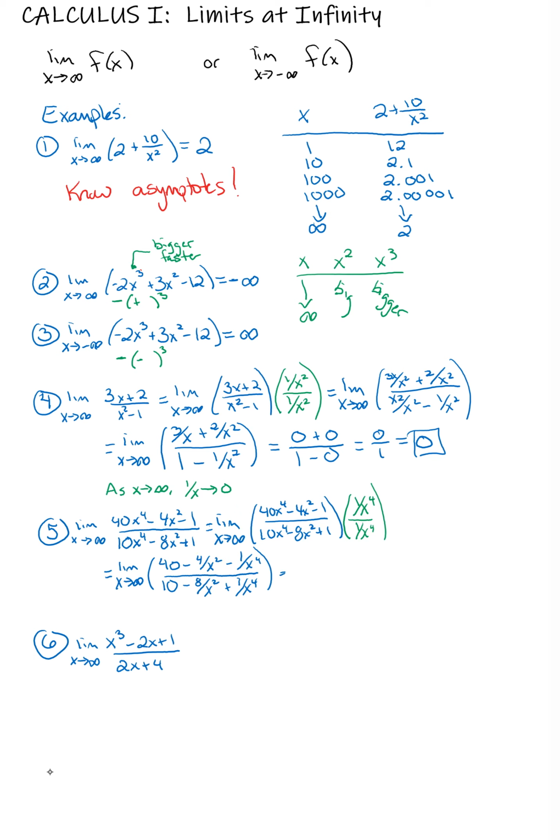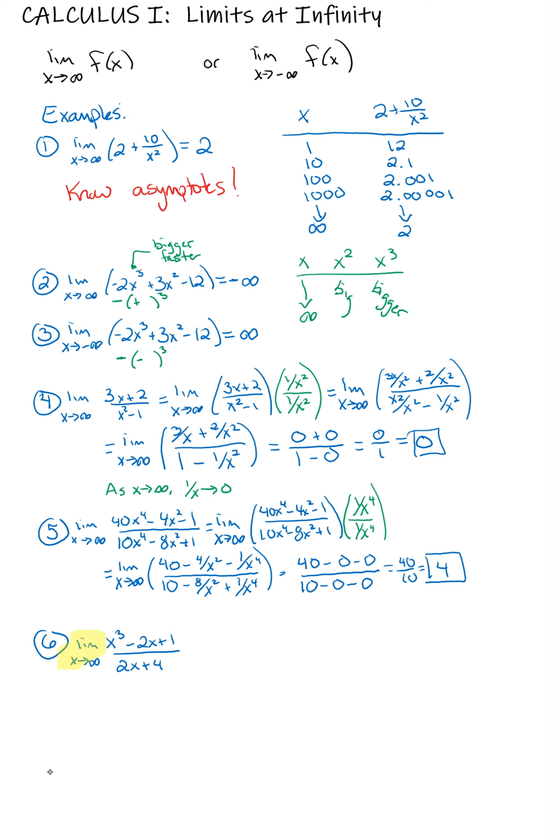The limit of 40 is just 40. The limit of 4 over x squared, that one's 0. The limit of 1 over x to the 4th, that's also 0. In the denominator, the limit of 10 is just 10. The limit of 8 over x squared goes to 0. And 1 over x to the 4th also goes to 0. So we end up with 40 over 10, which reduces to simply 4. There we go. Now let's take a look at our last example here.